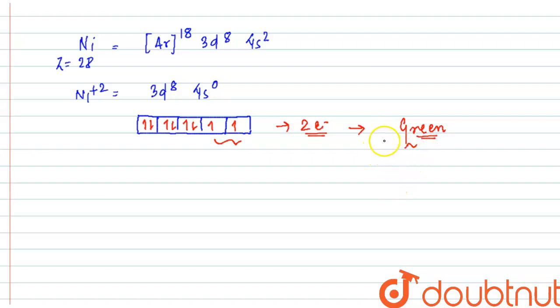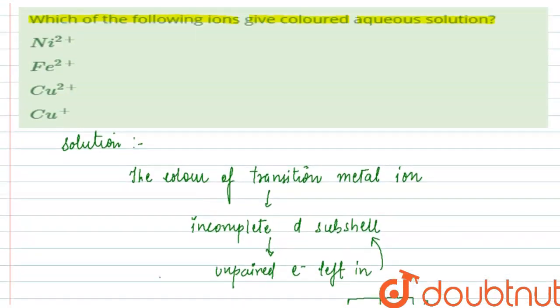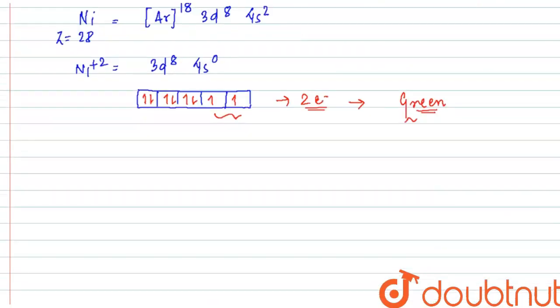Okay, so nickel plus 2 ions show a green color, or green colored compounds are generally observed when nickel forms an aqueous solution, right? Nickel compounds show and form an aqueous solution. Now the next one that we have is Fe plus 2. So let us find out for Fe also.